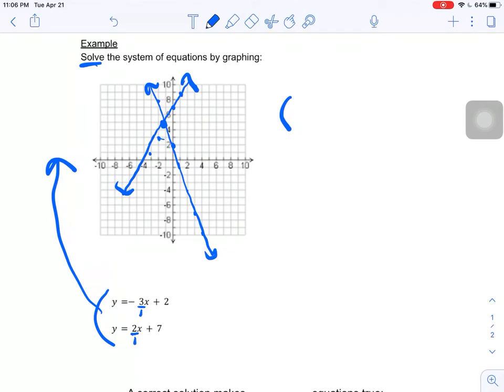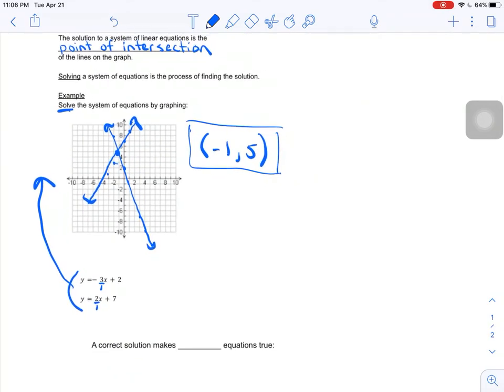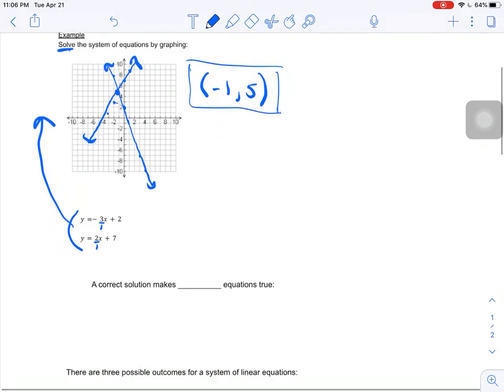The point where they cross, if we grab that coordinate, is -1, 5. So if you were told solve the system of equations, the solution to this system of equations is -1, 5, because that's where the lines cross. Now, a little bit more about what that means. So we figured out the answer here. It's -1, 5.